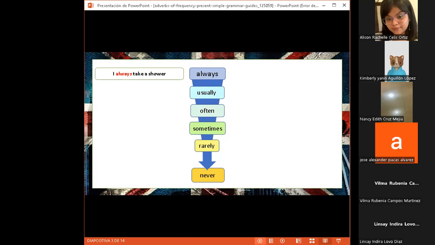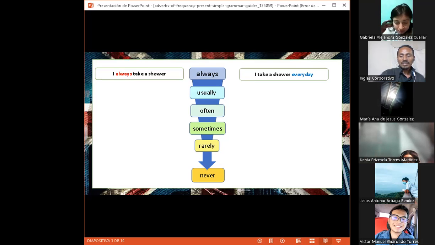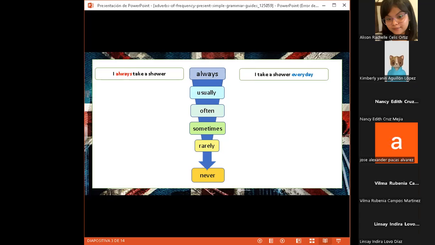I always take a shower. Always, aunque esté haciendo frío. Did you take a shower today? I don't take a shower today. Me lo imaginé, it's very cold. Más rico bañarse con el agua helada. Por si estás todavía dormido, ahí despertás. I always take a shower. It means every day. I take a shower every day.